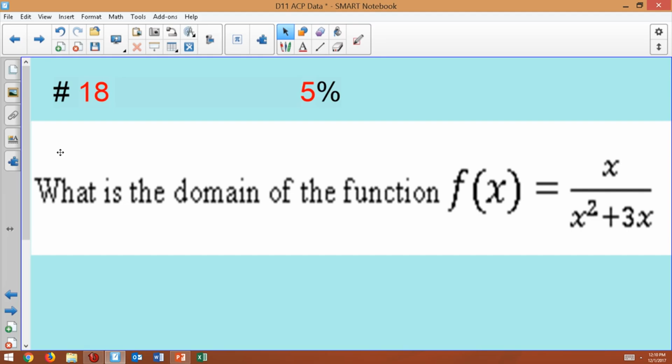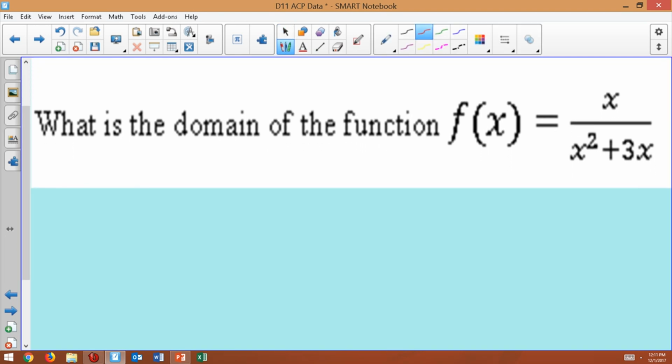And now we'll look at number 18 from the Fall ACP review. It says, what is the domain of this function? Now, we've learned a few ways of doing this. One is by graphing, but I'm going to first use just the algebra rules because it's the most consistent. What you do when you have a rational, that means like a fraction, is first we try to factor and see if we can cancel anything.